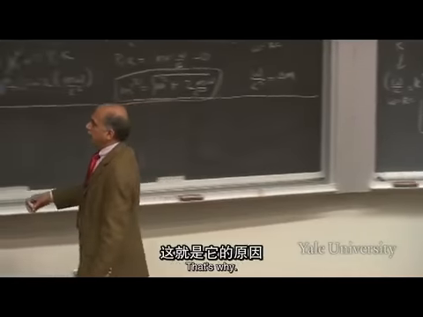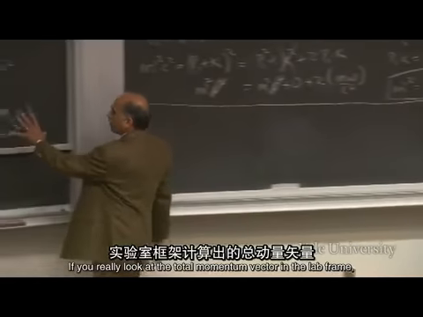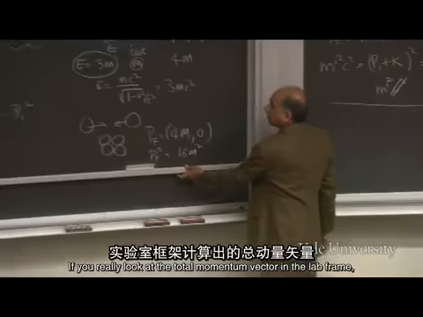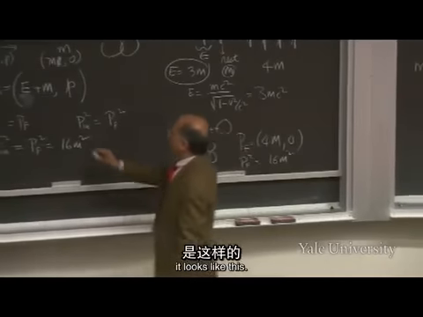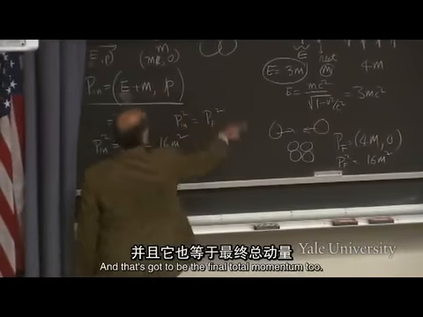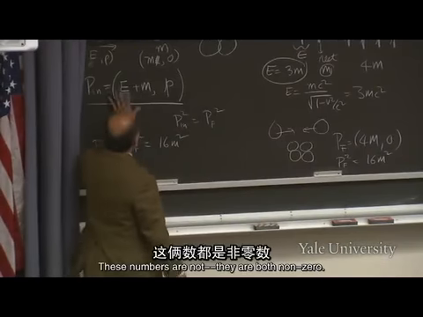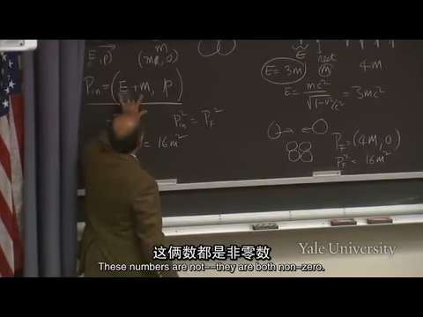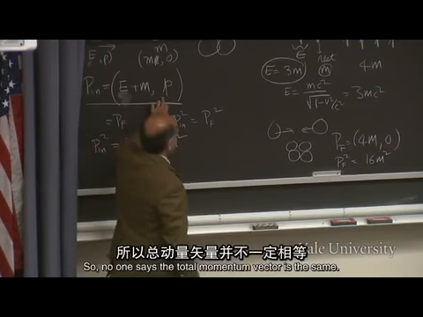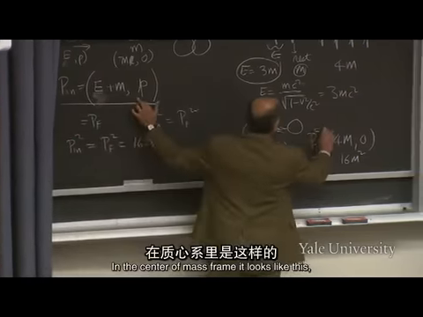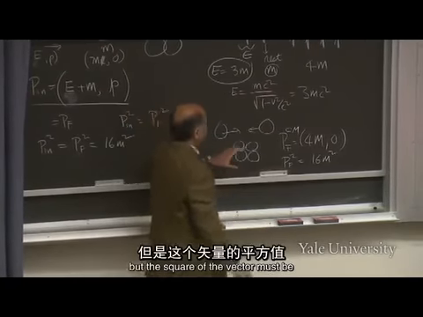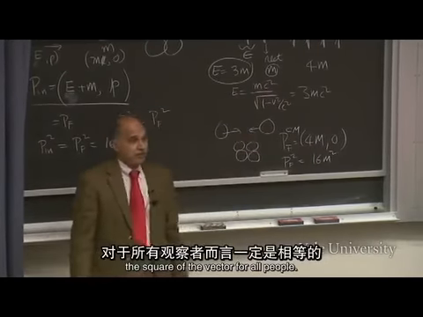That's the beauty. If you really look at the total momentum vector in the lab frame, it looks like this. And that's got to be the final total momentum too. These numbers are both non-zero. So no one says the total momentum vector is the same. In the center of mass frame, it looks like this, but the square of the vector must be the same for all people.